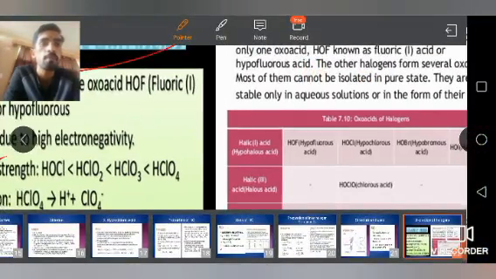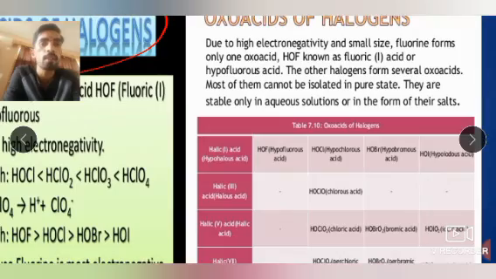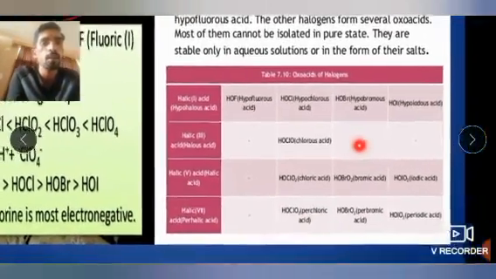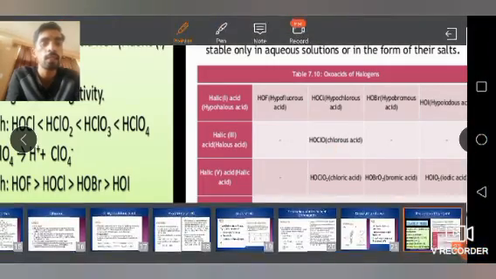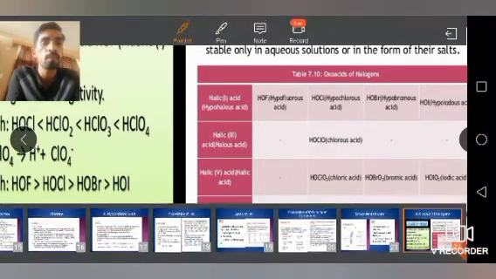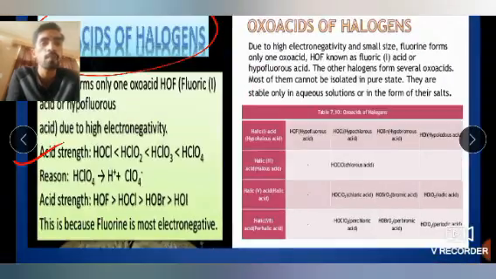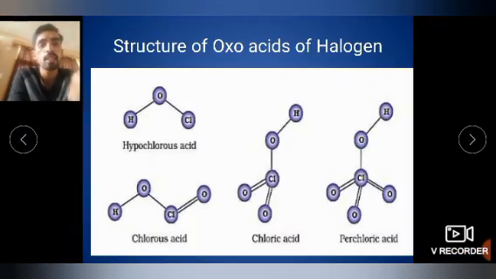The other halogens form several oxoacids. Most of them cannot be isolated in pure state; they are stable only in aqueous solution. So HOF is hypofluorous acid, the only oxoacid of fluorine. Then hypochlorous acid, chlorous acid, chloric acid, perchloric acid, hypobromous acid, bromic acid, and in this way iodine acids also. These are some structures of oxoacids of halogens.